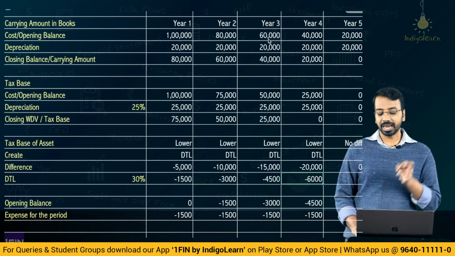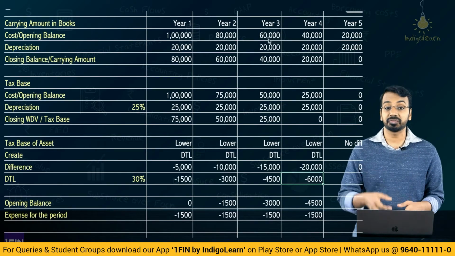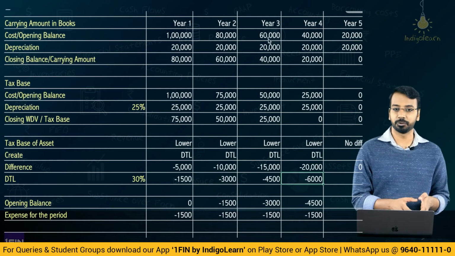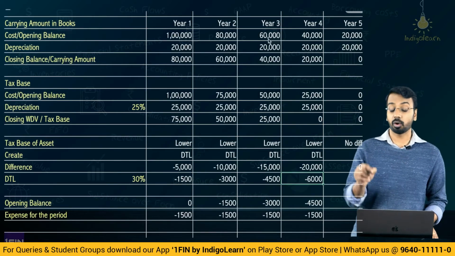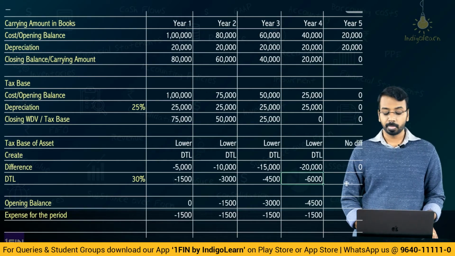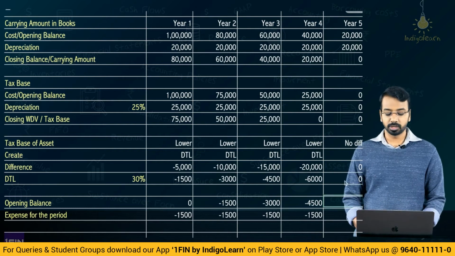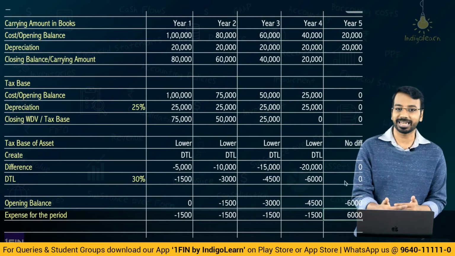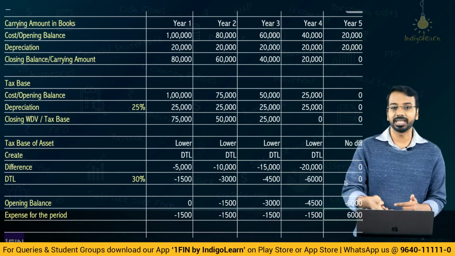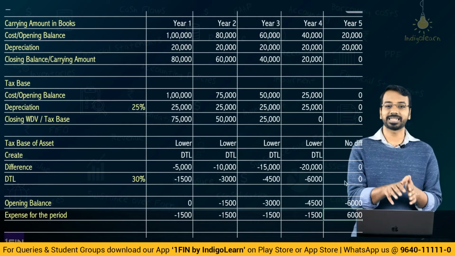Now, in the last year, what has happened? The difference has become 0. Means whatever was the difference that was created in the first 4 years is now reversed. So you have created deferred tax liability to the extent of 6,000 here. Now, in the last period, the deferred tax liability balance should be 0. Now, what is the opening balance? Opening balance is 6,000. What will be the expense for the period? There will not be any expense for the period because now you are reversing the deferred tax liability. You will debit the deferred tax liability and create a deferred tax benefit. This is a reversal of deferred tax liability created.